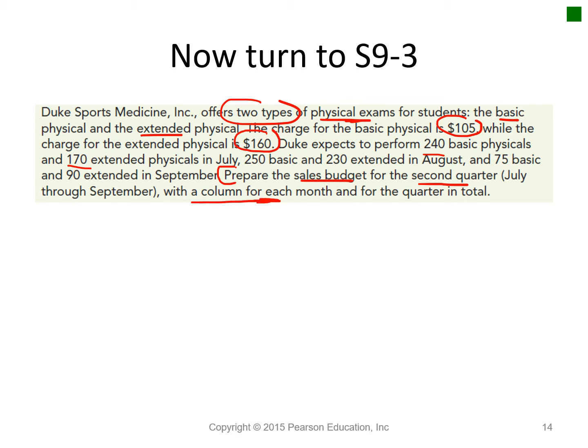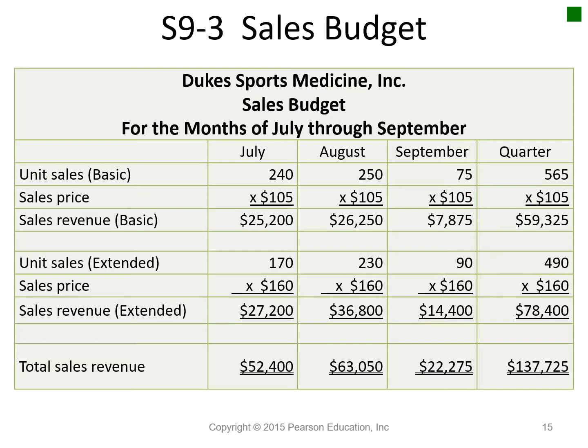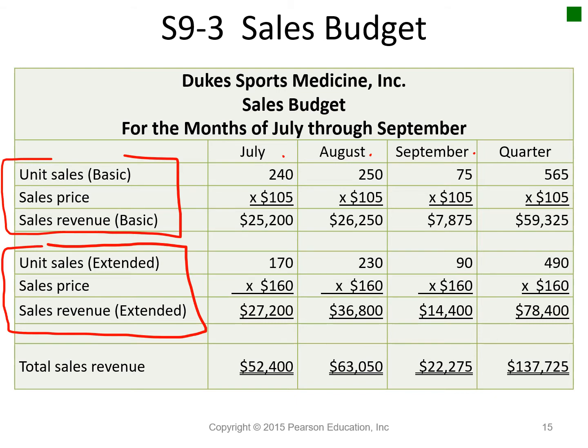And then in the next slide, we'll show you how to simply calculate your projected revenue based on these numbers. So as you can see, we've got July, August, September. Notice we've got 2 categories. We've got the basic here, and then here is the extended. And so for the basic, here's your 240, 250, 75. Simply multiply that by the sales price, what you're going to charge. So you got total sales revenue for this type of physical, for example, for July, is $25,200. So then when you look at the extended physical, they're going to do 170 of these times the sales price of $160. You're going to get $27,200 from that type of physical.